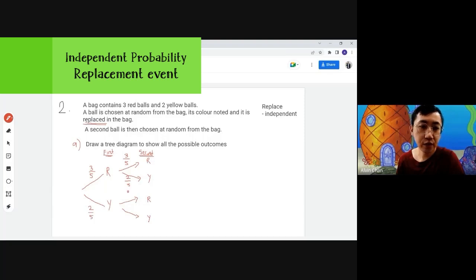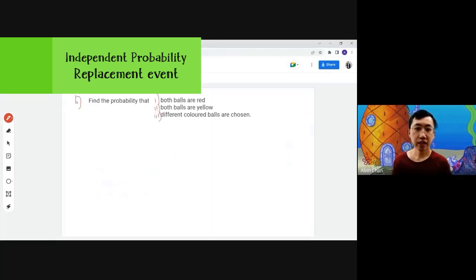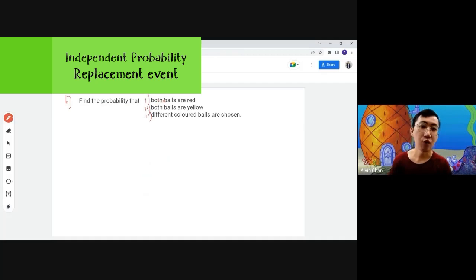So you just fill up your tree diagram now. 3 out of 5, 2 out of 5. For the diagram, we just need to show this. So A done. Let's move on to B. Find the probability that both balls are red. So B1, red. Take 3 over 5 times 3 over 5. So it's 9 over 25.